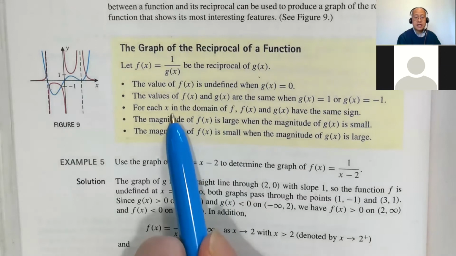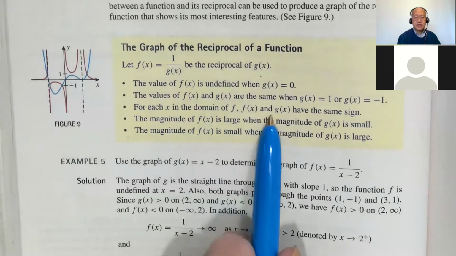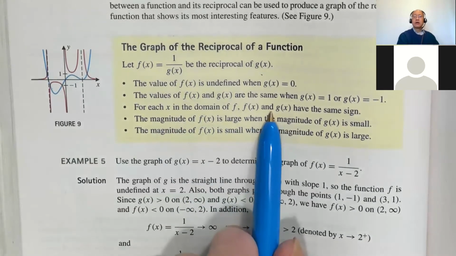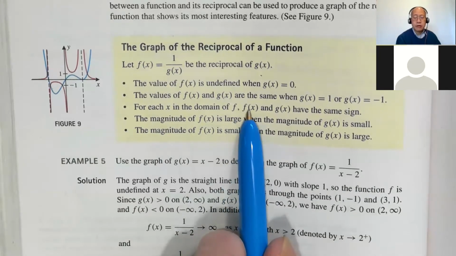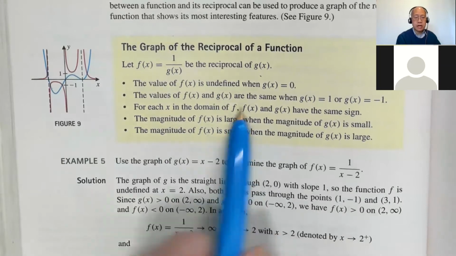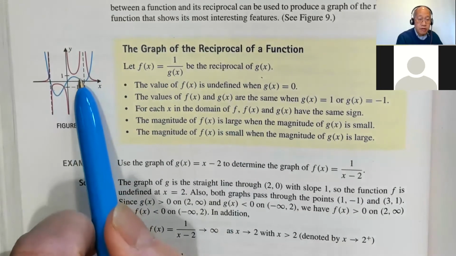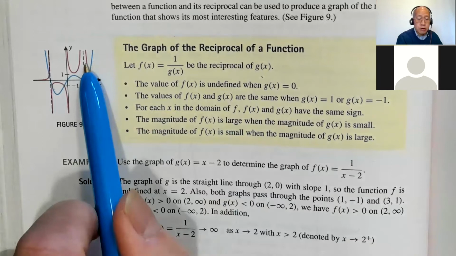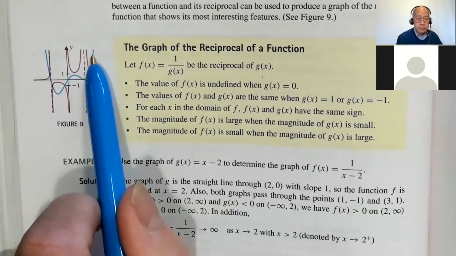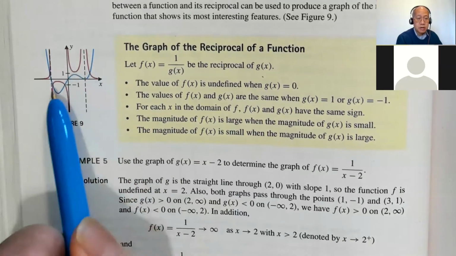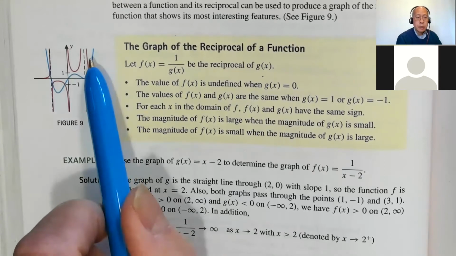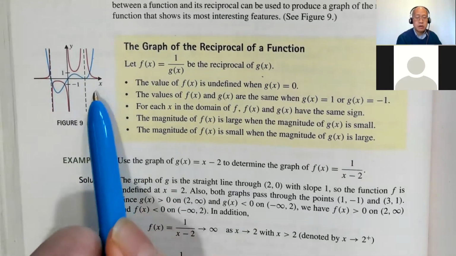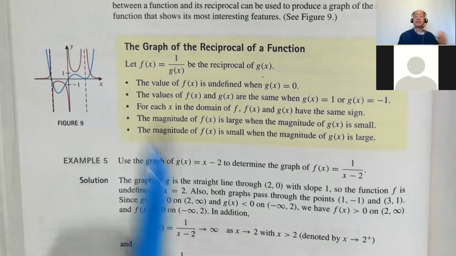Okay. For each x in the domain, f of x and g of x have the same sign. So wherever f is positive, the reciprocal is also positive. Wherever f is negative, the reciprocal is also negative. So if you look right here, both the red and the blue graphs are positive. Both positive, both negative, both positive. So it's not possible for a graph to be up here, let's say, and the reciprocal to be down there. No, the reciprocal is of the same sign.